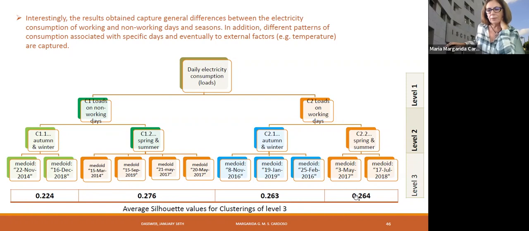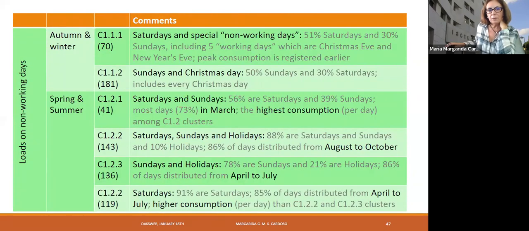These are the silhouette indices corresponding to this clustering, to this one, and that one. As I said before, they are above 0.2, which was a constraint of our approach. A little more comment on these clusters. C11, the first cluster, autumn and winter, Saturdays and special non-working days, as we called it. In this cluster, for instance, all Christmas Days were captured, and this cluster captures Saturdays and Sundays, so weekends, but they refer to March and highest consumption, while here we capture Saturdays, Sundays, and holidays from April to July. So we have different patterns according not only to the days of the week, but also, of course, to the months of the year.